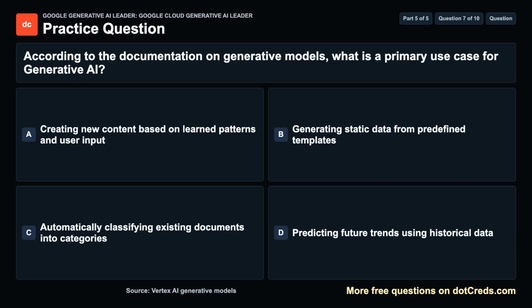Question 7. According to the documentation on generative models, what is a primary use case for generative AI? A. Creating new content based on learned patterns and user input. B. Generating static data from predefined templates. C. Automatically classifying existing documents into categories. D. Predicting future trends using historical data. Take a moment, then we will review the answer.